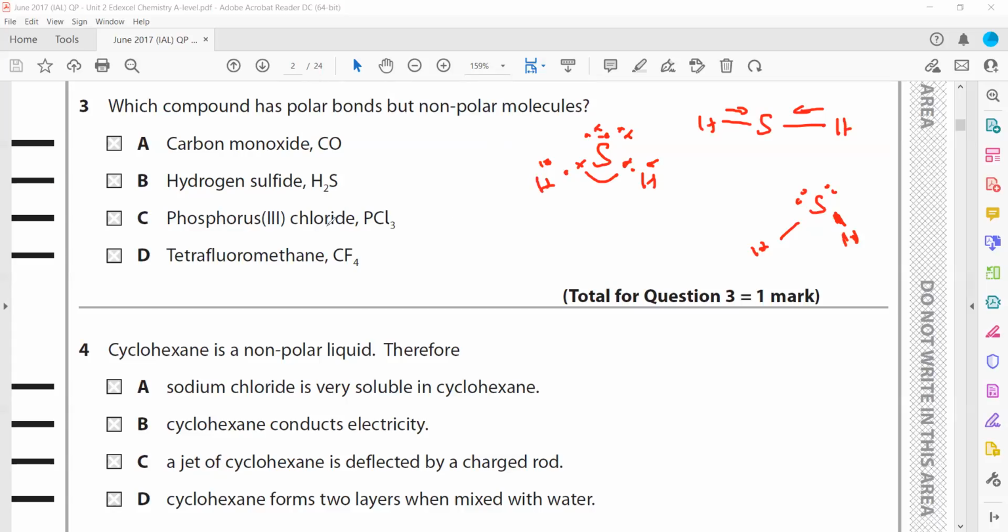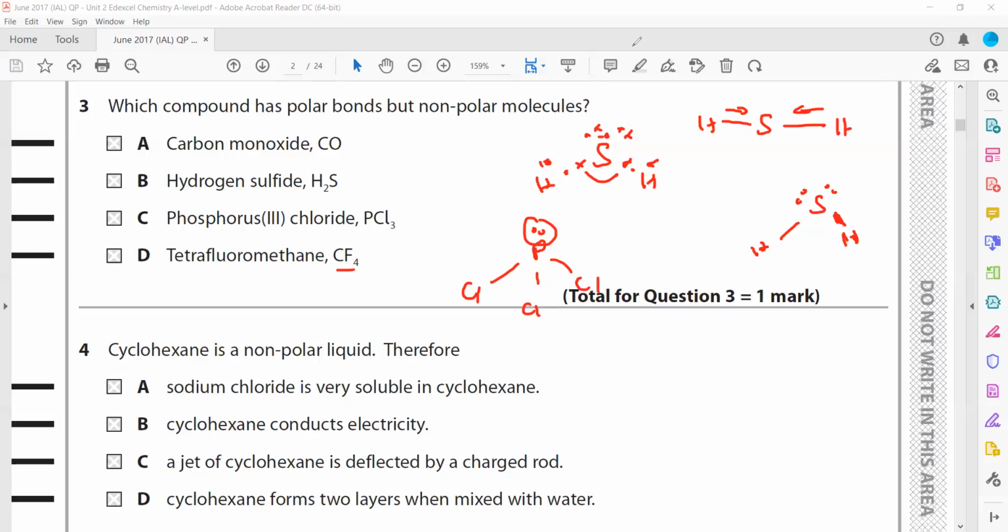Phosphorus trichloride, PCl3. Phosphorus belongs to group 5, so it will have one lone pair, and 3 electrons are involved in bonding. So again you can see a lone pair. Whenever a lone pair is there, it affects the geometry, the structure. So the bonds are polar as well as the molecule is also polar.